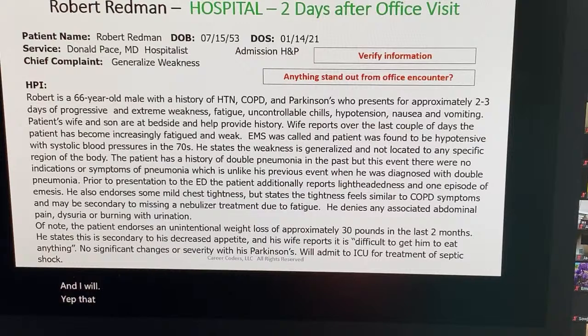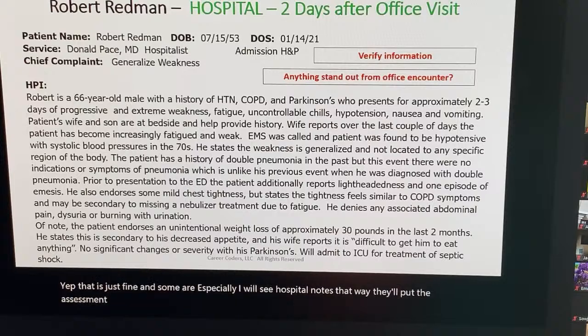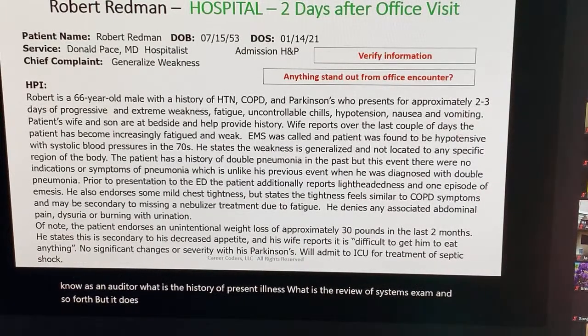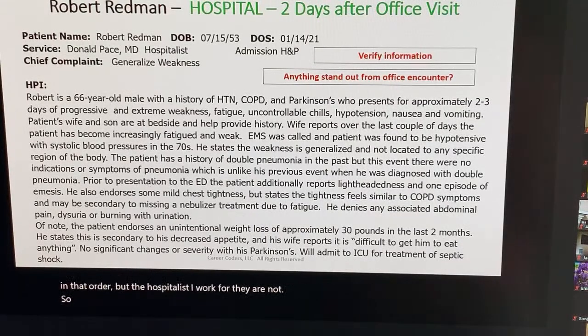And some are, especially I will see hospital notes that way. They'll put the assessment and plan at the top. No, it doesn't make any difference what order. You just need to know as an auditor what is the history of present illness, what is the review of systems, exam and so forth. But it does not have to be in that order. I would say 90% of the SOAP notes I do are in that order, but the hospitalists I work for, they are not. So no, it doesn't need to be.